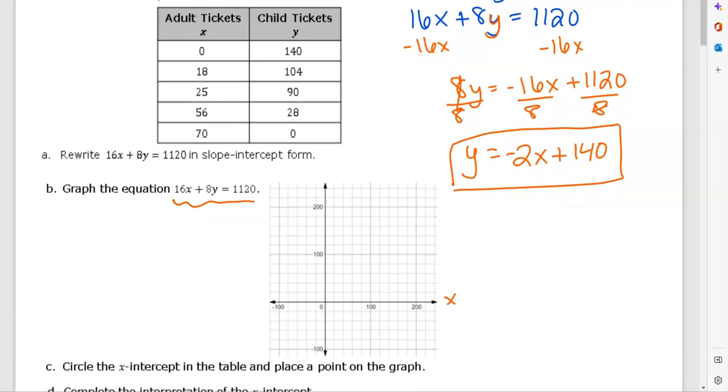140. Are we going to do it on the x-axis or on the y-axis? On the y-axis. Good. So it looks like these are going by 20s. 2, 4, 6, 8, 10. Yeah. So 120, 140. There we go.